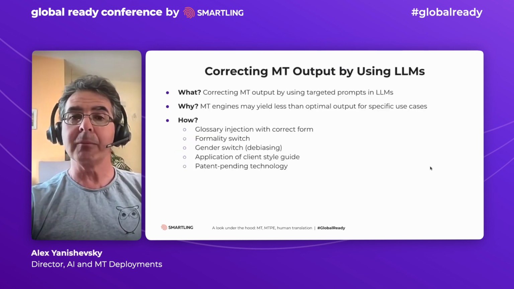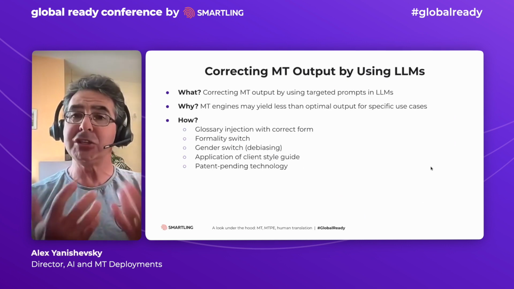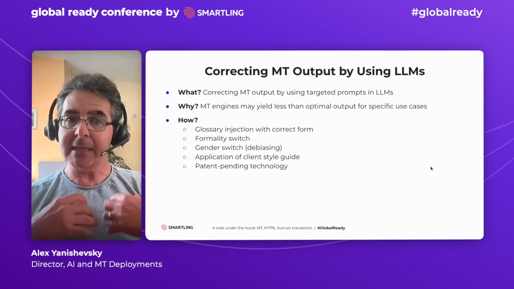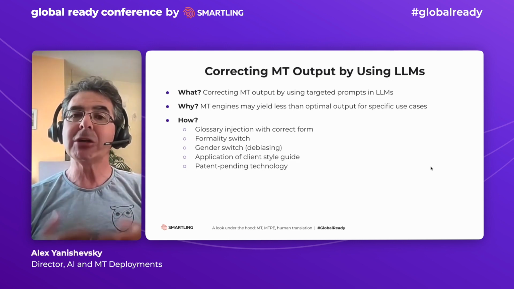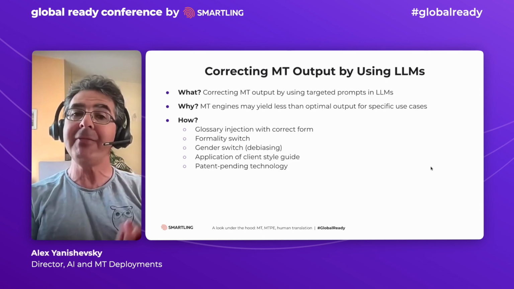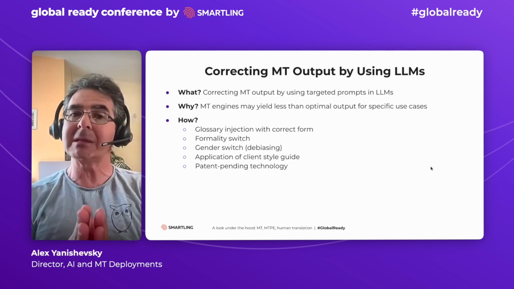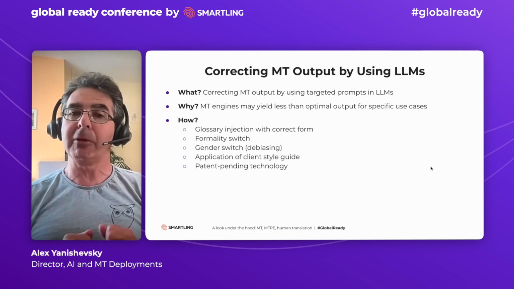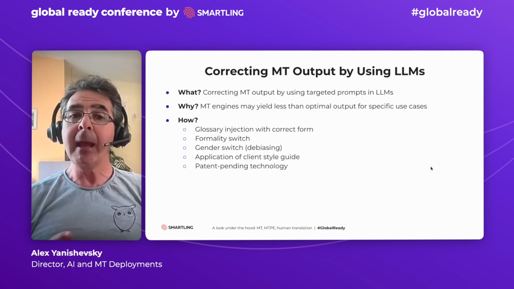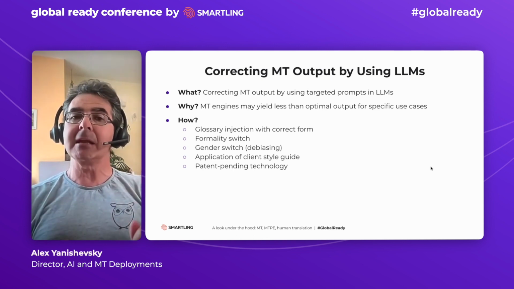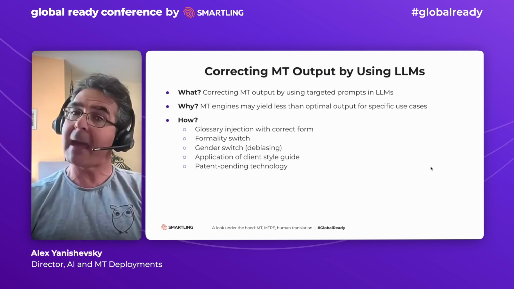The other thing, we started talking about LLMs, large language models, and GPT-3, ChatGPT, GPT-4. One of the use cases that we have is how do we correct machine translation output by using targeted prompts, prompt engineering in these language models. Basically, we get an output from machine translation. It may be less than optimal for some specific use cases, or we need to debias something that was in the machine translation engine. And we could do really important things like inject the glossary for correct terminology, but with the correct grammatical form.